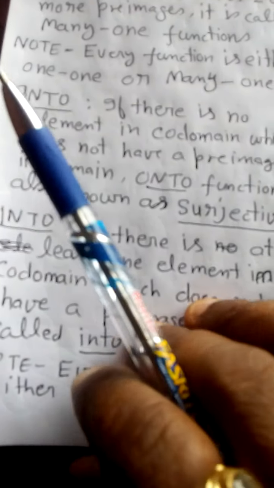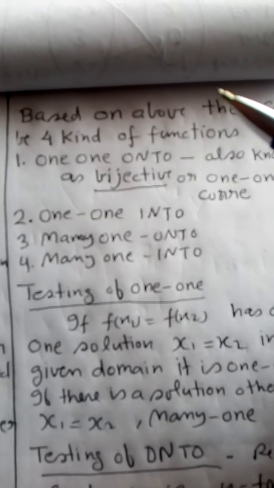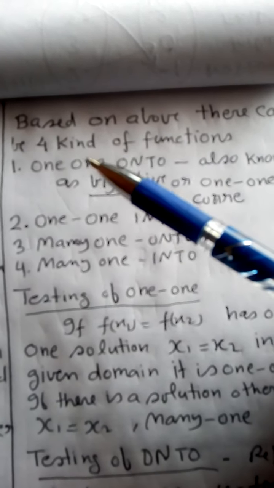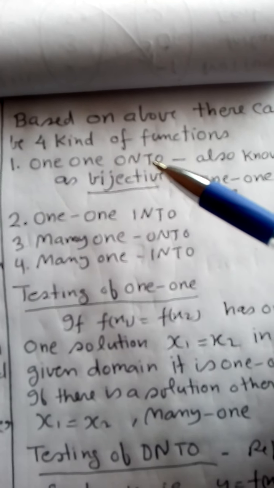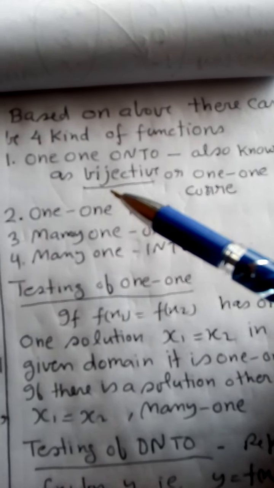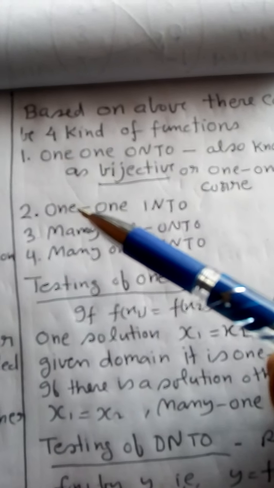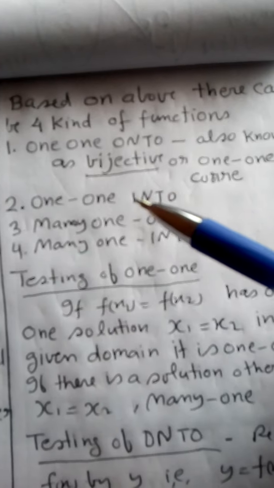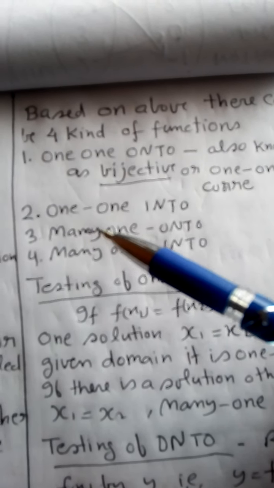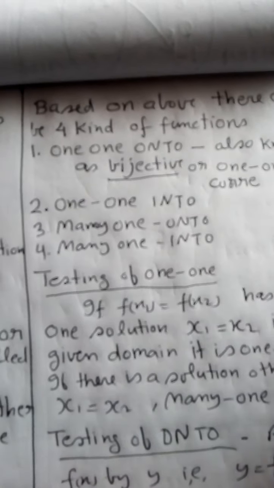So based on this, we classify functions in four categories. One is one-one onto, also known as bijective. Second will be one-one into. Third is many-one onto, and fourth is many-one into.